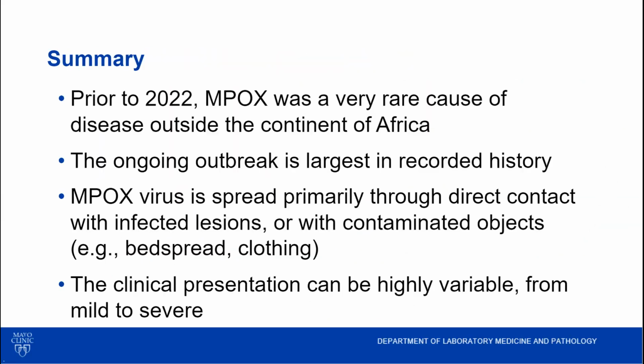So just to summarize, prior to this year, MPOX was a very rare cause of disease outside the continent of Africa. This is the largest outbreak in recorded history. It spread currently primarily through direct contact with an infected lesion or through contact with contaminated objects such as bedspread or clothing. Unfortunately, the clinical presentation can be highly variable from mild to severe, and this is what is contributing to continued spread of the virus in the population.